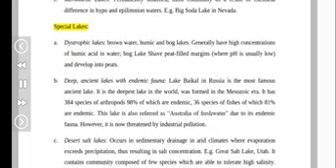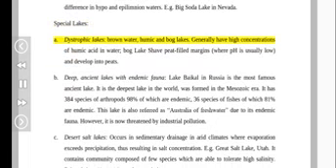Special lakes. A. Dystrophic lakes. Brown water, humic and bog lakes. Generally have high concentrations of humic acid in water. Bog lakes have peat-filled margins where pH is usually low and develop into peats.